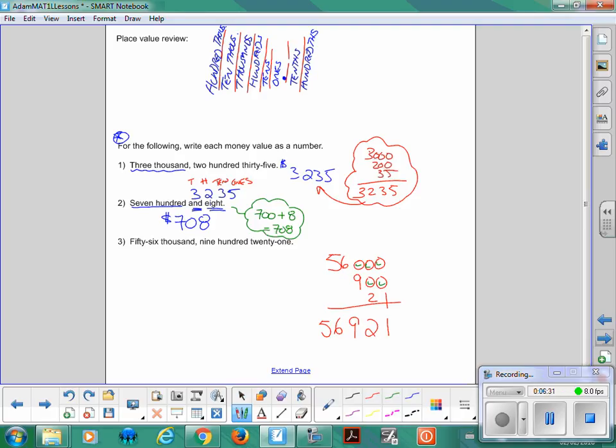Now, if you're able to just look at this and read it and say, oh, that's 56,921, it looks like that, no problem. You do not have to do this little step here. I'm just trying to give people that are having trouble reading and translating a strategy to help you get the right number and do it correct. Okay?